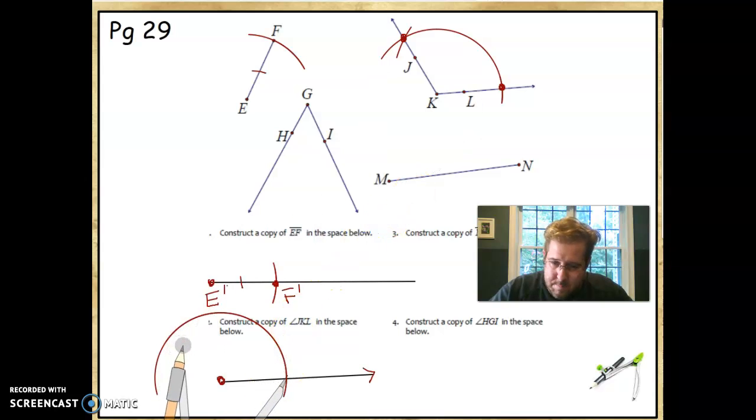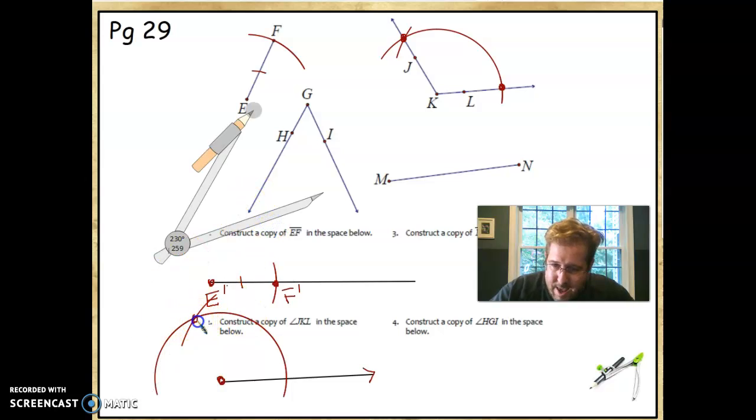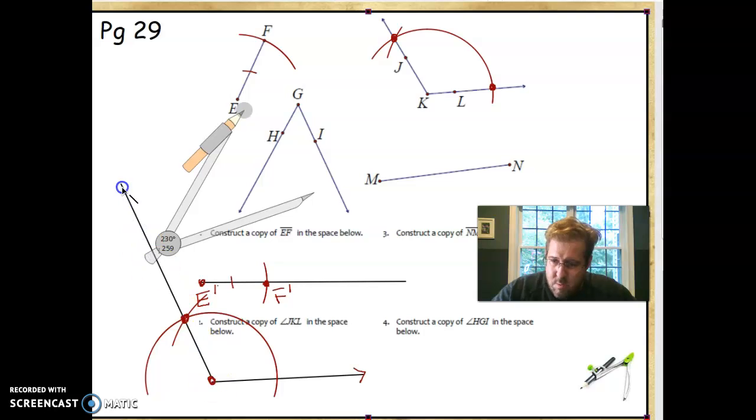So I'm going to come down here and I'm going to find the point on that arc that's exactly the same distance as the other one. And there it is. So that fixed point right here is the one that you want to go to when connecting here, and you've got yourself the exact same angle.